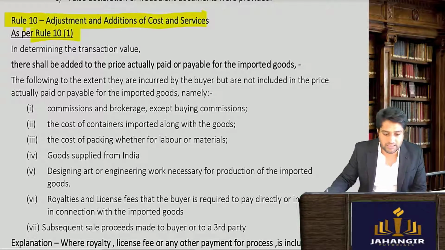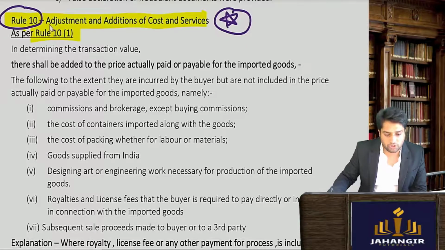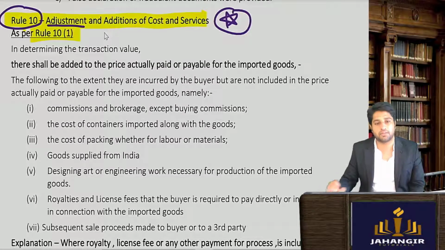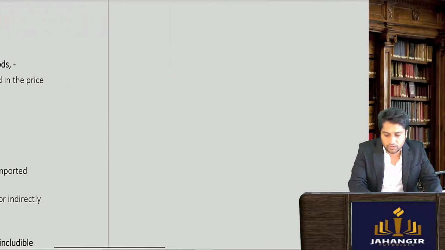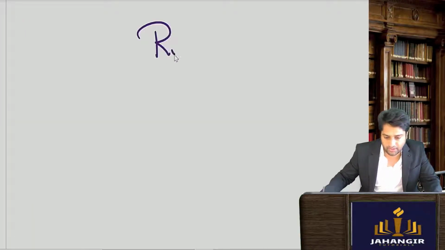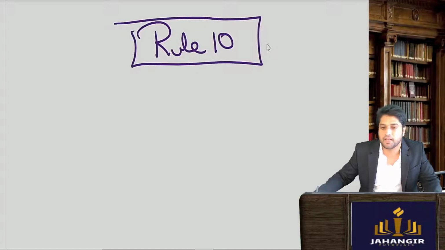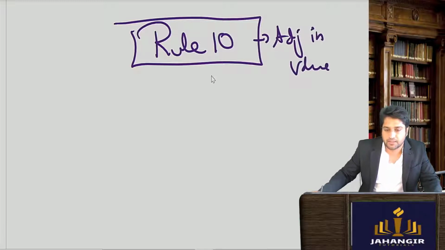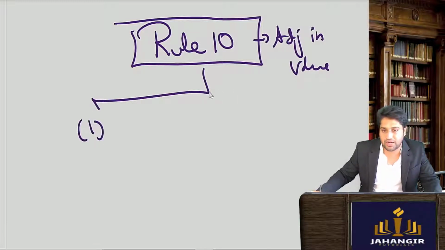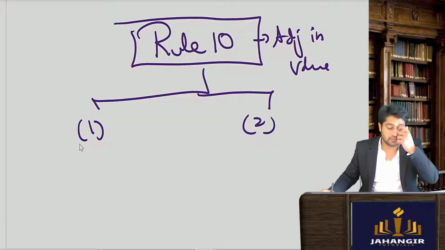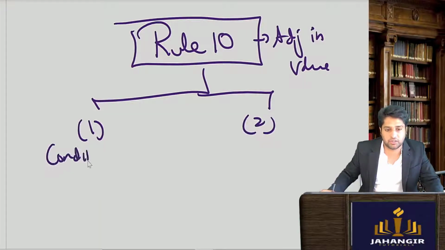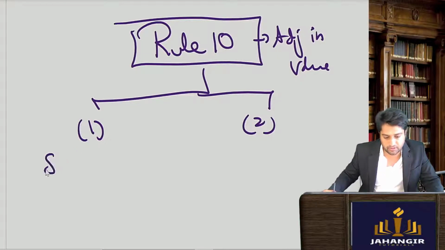Okay, so what is your rule 10? Rule 10 talks about certain adjustments to be made in the value. Now, adjustments, rule 10, you can note it down. Rule 10, it is the adjustments in value. This is your rule 10 subrule 1 and 10 subrule 2. 10 subrule 1 are conditional or situation based adjustments. Situation based adjustments.